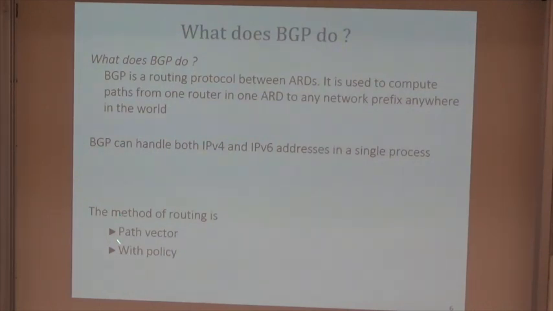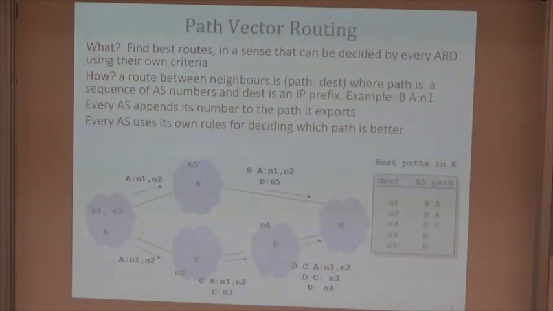The method used by BGP is path vector with policy. There are two keywords associated with BGP, so let's see what this means. Path vector is a very different routing method compared to what we have seen with link state, which is illustrated here. A path is a sequence of AS numbers. This is the first place where we see the use of having a number for AS.